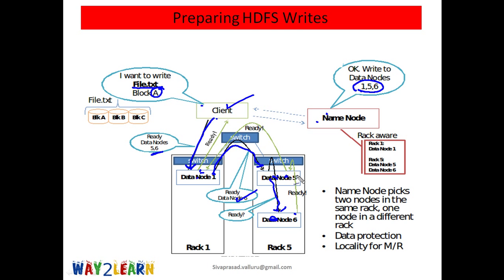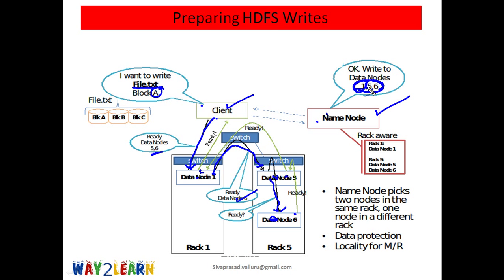And one more thing I would like to tell, whenever NameNode is responding with the data nodes where the block can be stored, the NameNode is rack aware. That means it will select one data node from one rack and two data nodes from another rack. It will not give the data nodes belonging to the same rack. It will try to find the data nodes belonging to different racks and then give the response to the client. So we say that NameNode is rack aware.